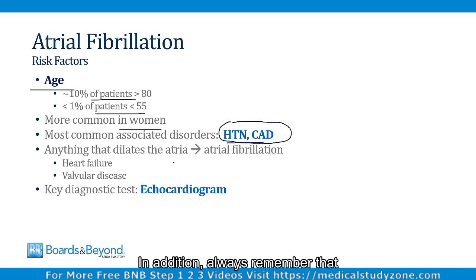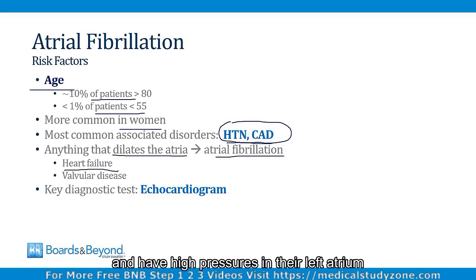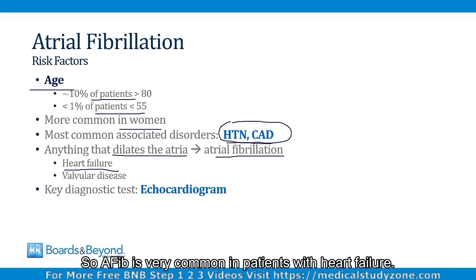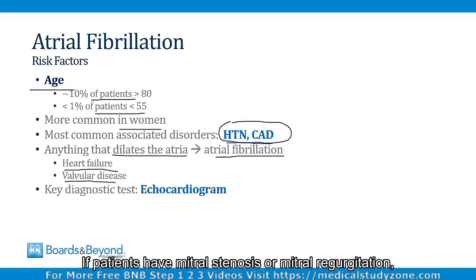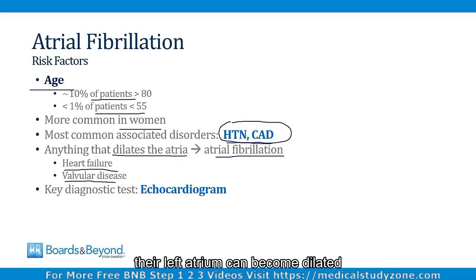In addition, always remember that anything that stretches the atria can cause atrial fibrillation. So patients who have heart failure and have high pressures in their left atrium will have the walls of the left atrium become stretched over time, and that often leads to AFib. So AFib is very common in patients with heart failure. Same is true of patients with valvular disease. If patients have mitral stenosis or mitral regurgitation, their left atrium can become dilated, and it also predisposes to AFib.